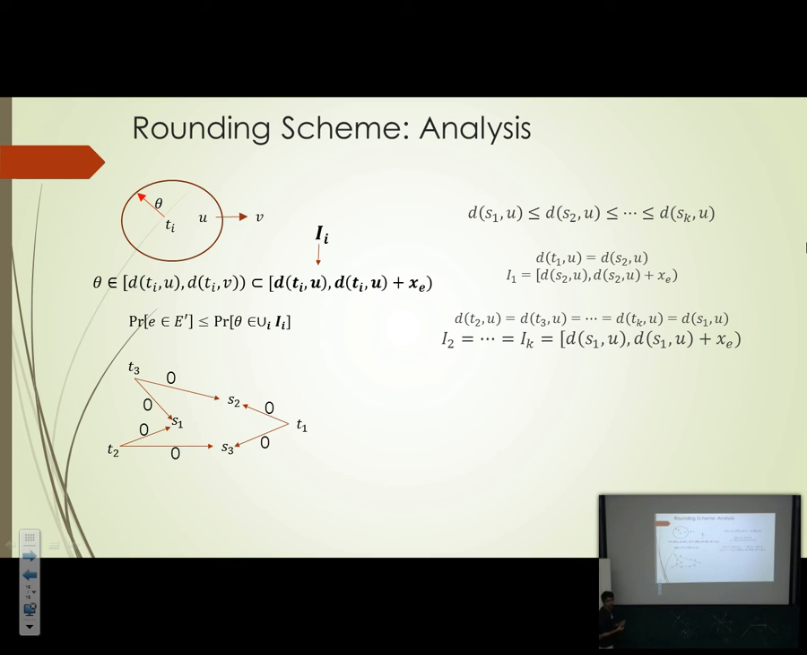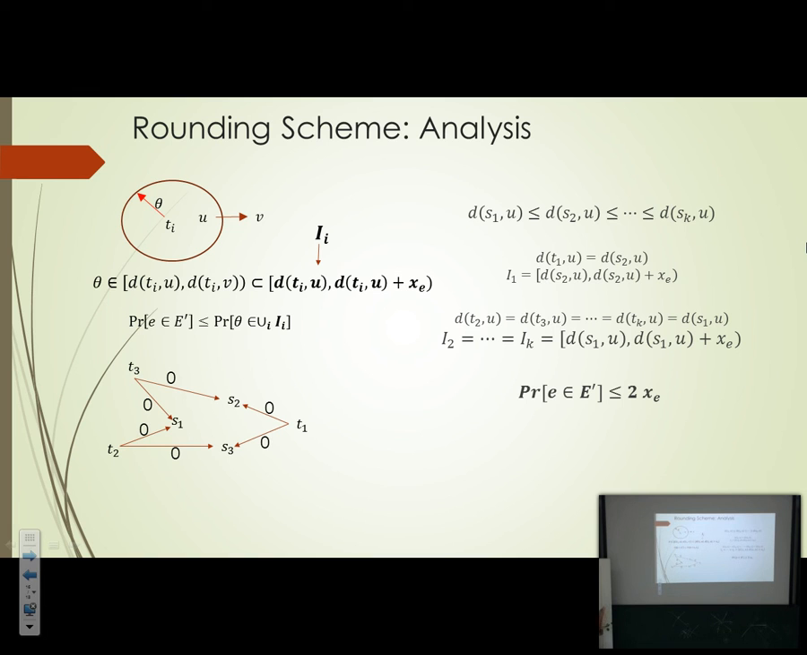Since theta is chosen uniformly at random between 0 and 1, the probability that theta lies in one of these two intervals is at most the sum of their lengths. Each interval has length at most xc, so this probability is at most 2xc. Now using linearity of expectation, the expected cost of the solution returned is at most twice xcwe, which is the LP cost. We can also de-randomize this algorithm very fast and get an almost linear time algorithm.